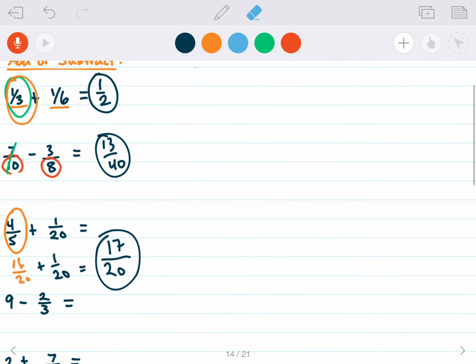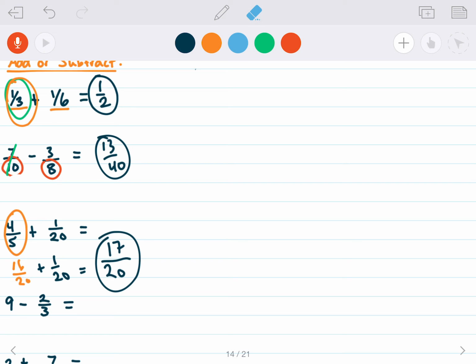Let's try the next one. We have 9 minus 2 over 3. Now, whenever you see a whole number, you want to always think that it's understood to be over 1. Okay? So we can write 9 as 9 over 1. That's what that is. So 9 over 1 minus 2 over 3.